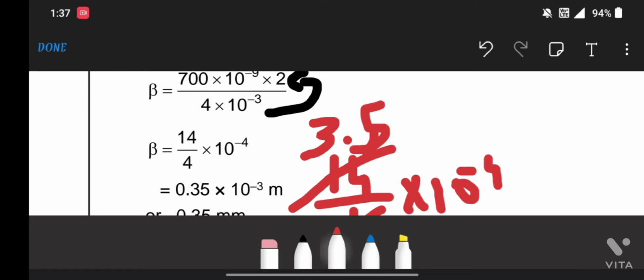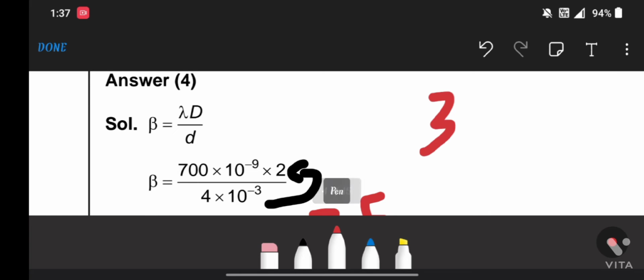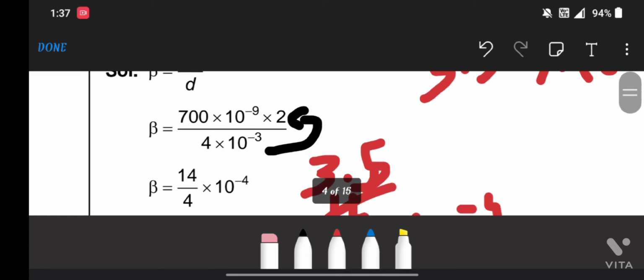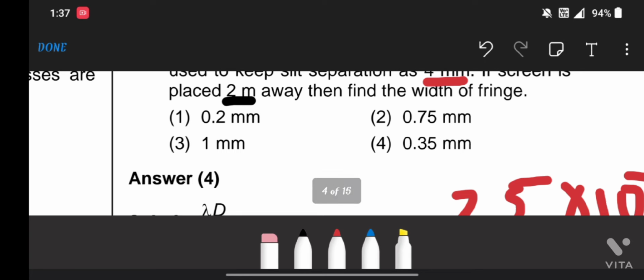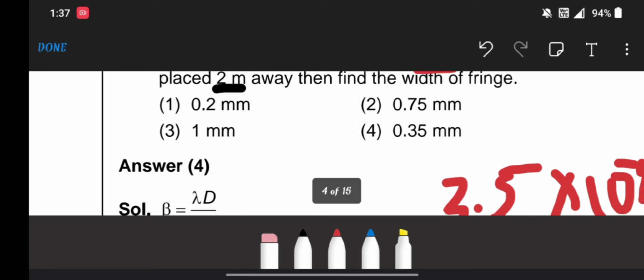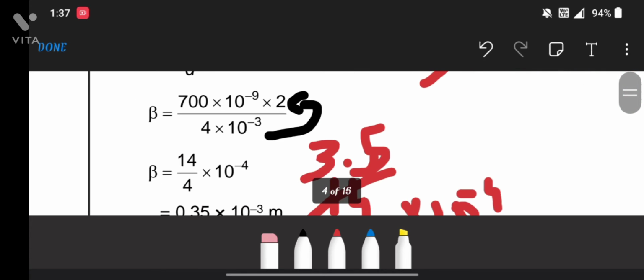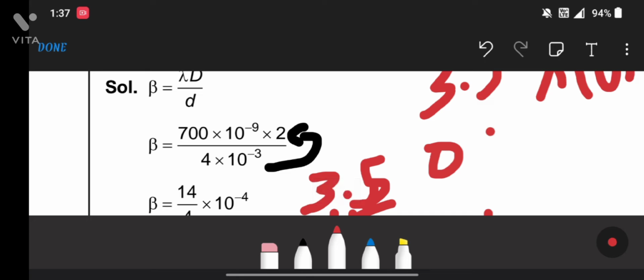3.5 into 10 to the power minus 4 it is. Now as you can see here, it is more in 0 point, right? So like this 3.5, it is not there. So another 0 we can bring, we can make it 0.35, right? So they have done 0.35.